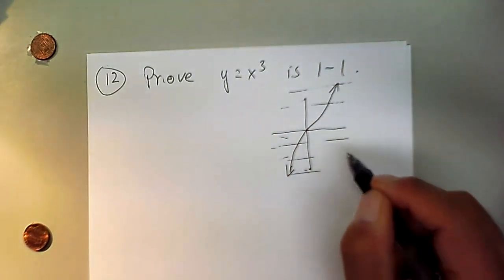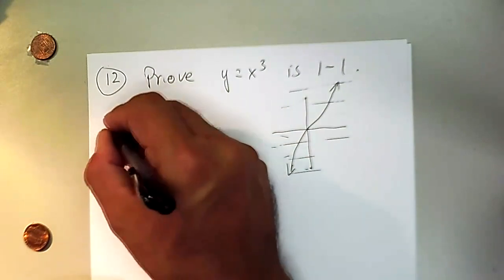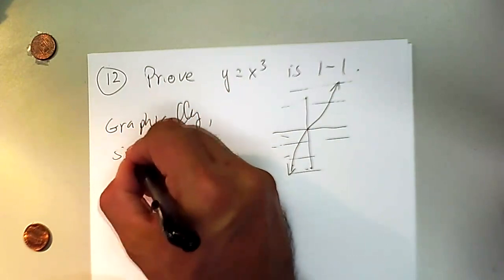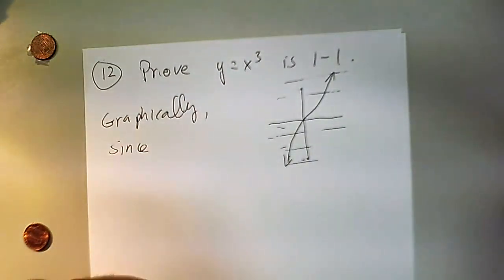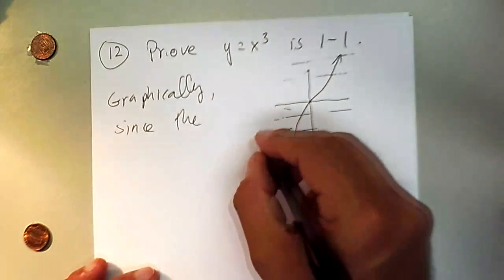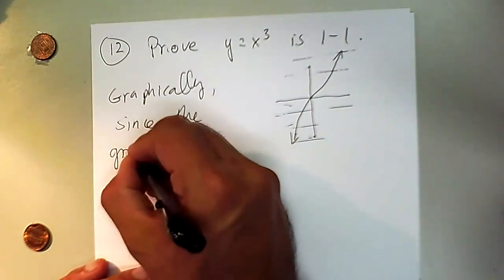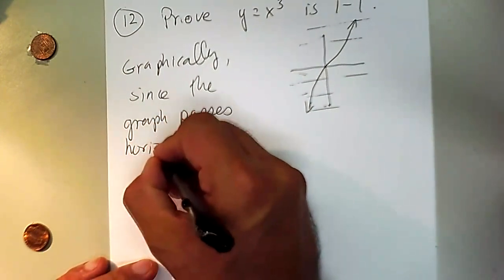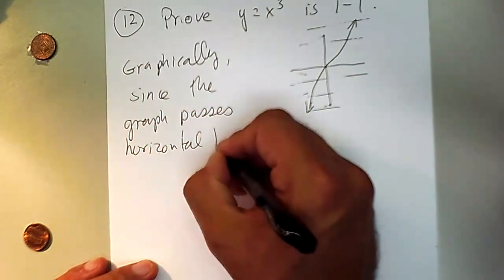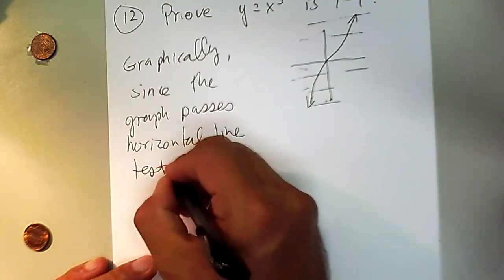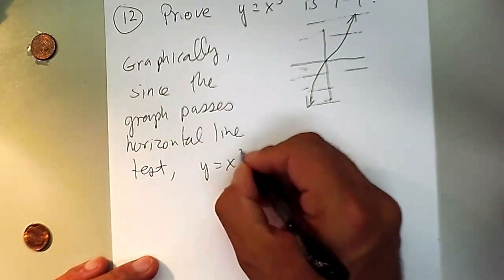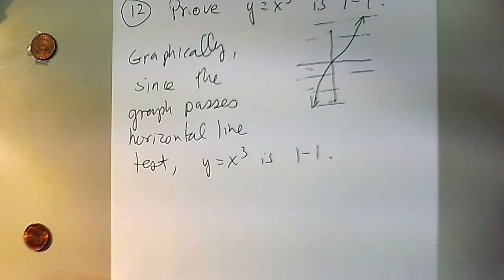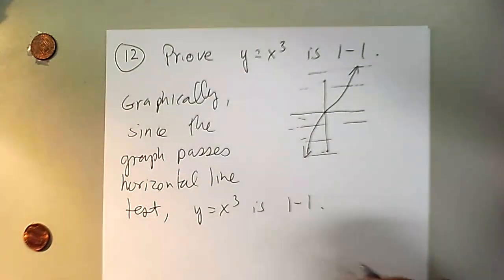So graphically, since the graph passes the horizontal line test, y equals x cubed is one-to-one. Yep. Or you can actually find the inverse.